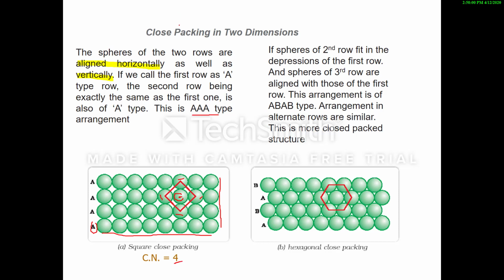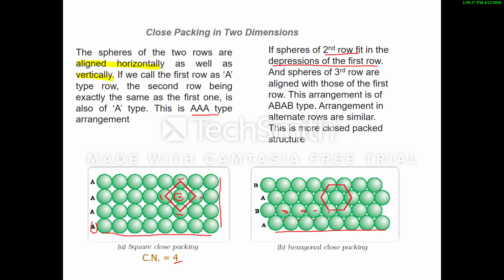Now next, the particles of the second row fit in the depressions of the first row. Now what is the meaning of this depression? You can say this is your first row and this place is called a depression. This is the depression. And this is a particle of your second row. This is a second row particle, this is second row, this is second row, this is second row. So we can say the arrangement of atoms in row B is different from row A.